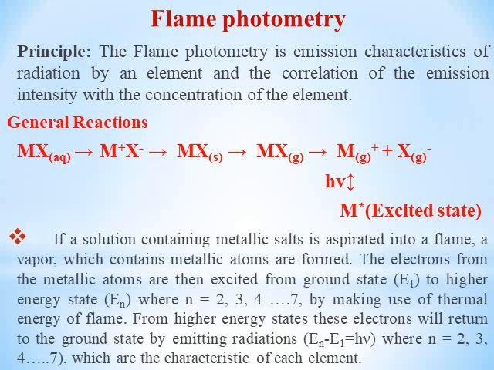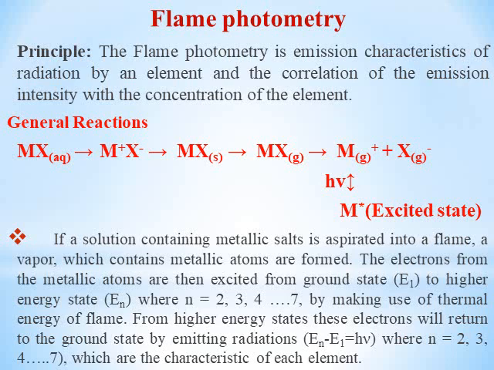Now, what is done in this procedure? A standard solution is made, with different concentrations of sodium chloride and different concentrations of potassium chloride, containing metallic salts. As I said, sodium chloride is aspirated. Aspiration is the process of introducing the substance into the flame. When it is aspirated, or sent inside the flame, vapors of these elements form in the flame immediately, containing these metallic atoms.